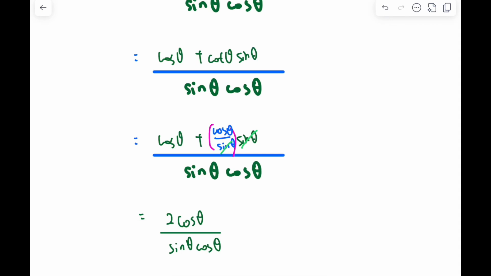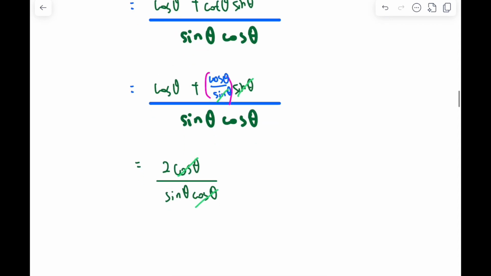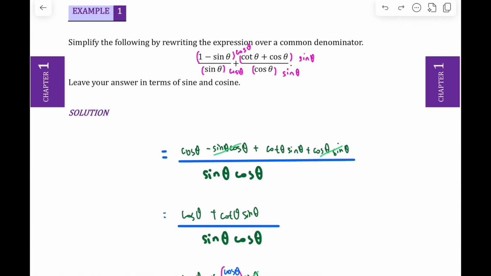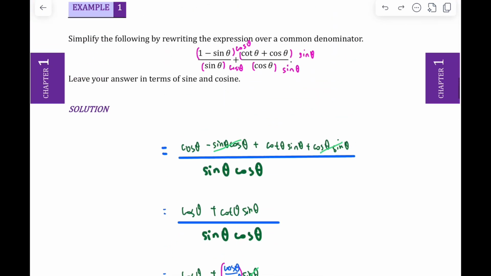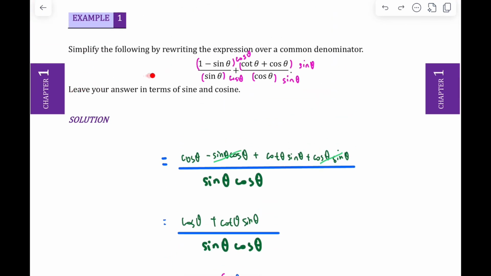And finally, you can see the common term, cos theta here, both in numerator and denominator, we can cancel them out. Therefore, your final answer will be 2 over sine theta. So we can just leave our answer like this in terms of 2 over sine theta because the instructions say leave your answer in terms of sine and cosine. So that's it for the first example.